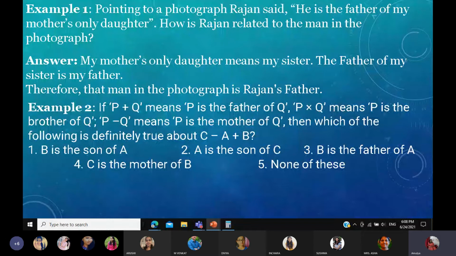Next question. If P plus Q means P is the father of Q, P into Q means P is the brother of Q, and P minus Q means P is the mother of Q, then which of the following is true about C minus A plus B? Does anybody know the answer?